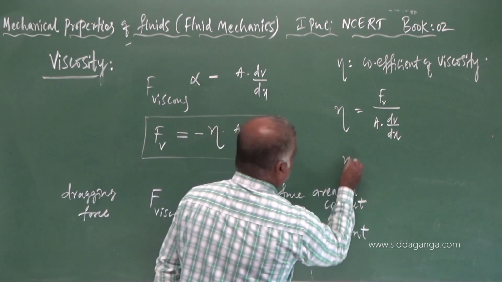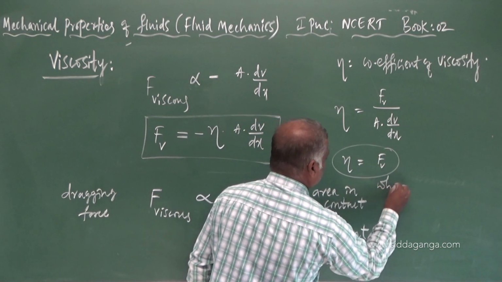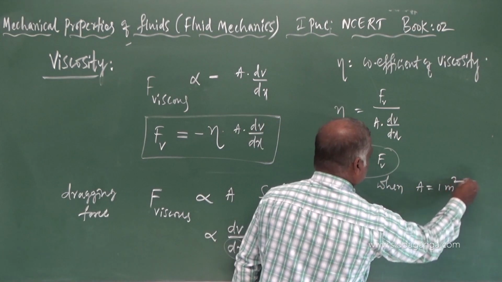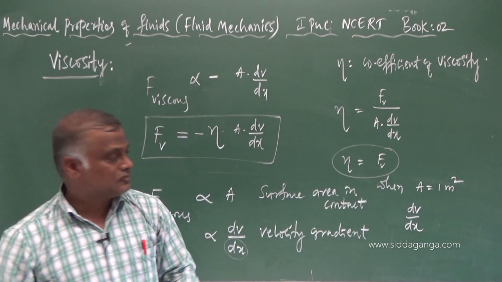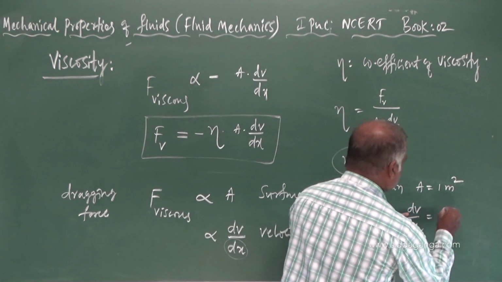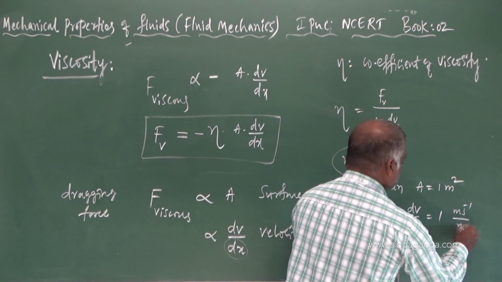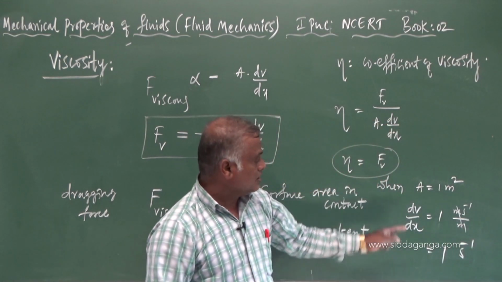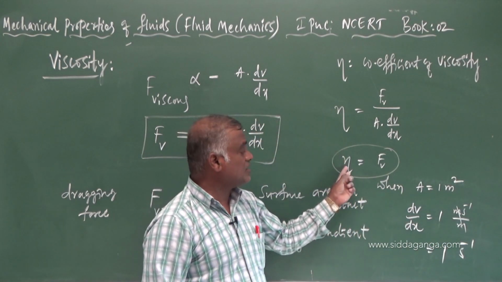Now I can write it as the viscous force when the area of surface in contact is 1 meter square and the velocity gradient is unity. ನೋಡಿ ತುಂಬ ಹುಷಾರಿರಬೇಕು. Velocity gradient unit: velocity is meter per second divided by distance in meter. Cancel. So 1 per second. ನೋಡಿ meter cancel ಆಯಿತು, per second ಉಳಿತು. So how to define the coefficient of viscosity?